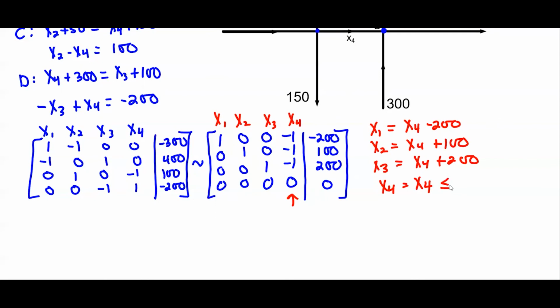So x4 has got to be at least 200. Well, that means that x1 has got to be at least 0, but it also has ramifications for x2 and x3. If x4 is at least 200, then x2 is at least 300, and x3 is at least 400. So that's just some different ways to think about the system.